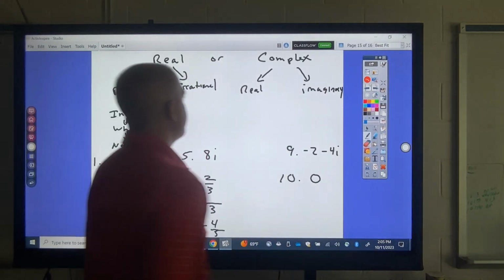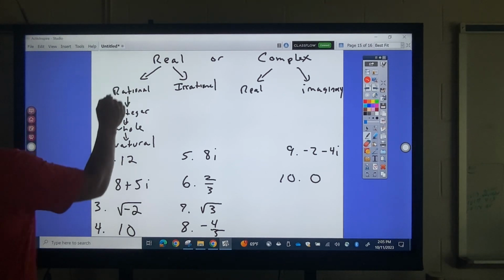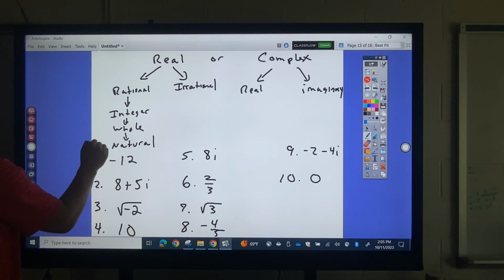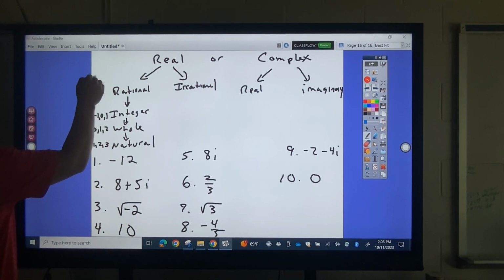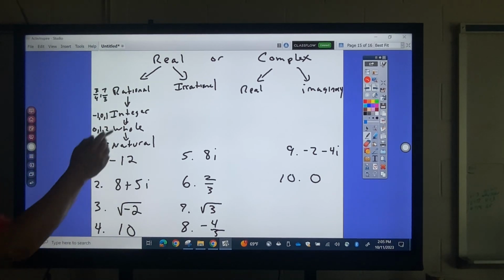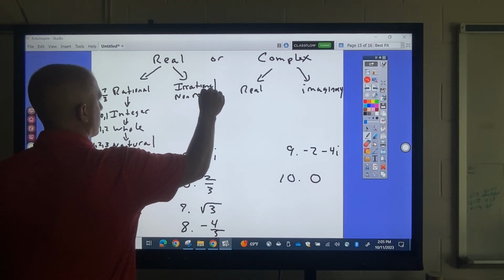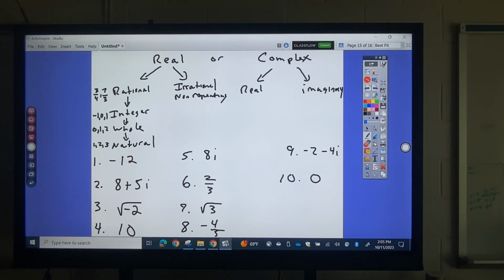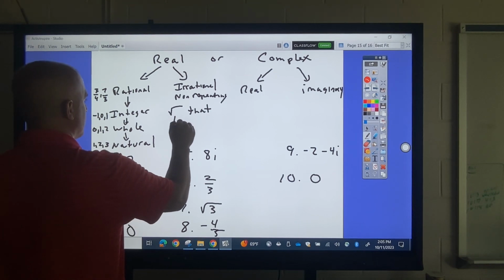The last part of the video, number classifications. We got real or complex. You want to be most specific. Natural numbers are like 1, 2, 3. Whole numbers you can add the 0. Integers, put the negatives in there with the 0. Rationals are everything above, which are the fractions that don't reduce. Irrational numbers are non-repeating decimals. So basically, square roots that don't reduce to integers.